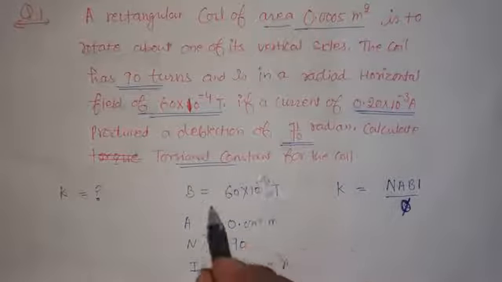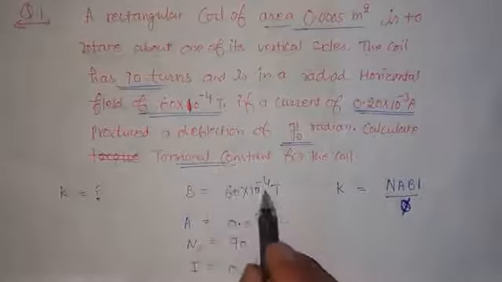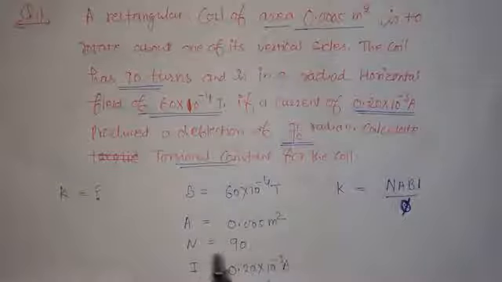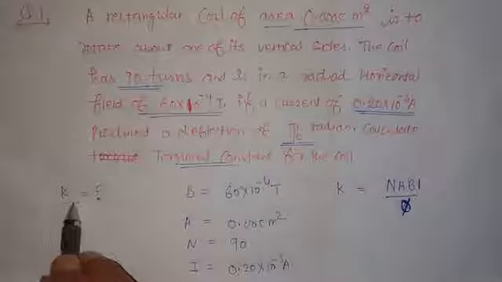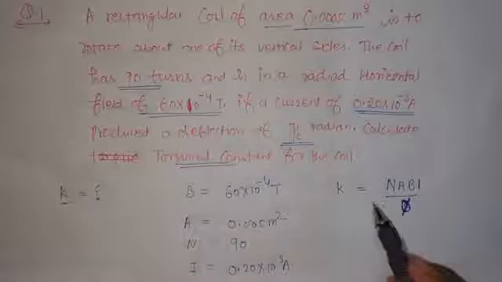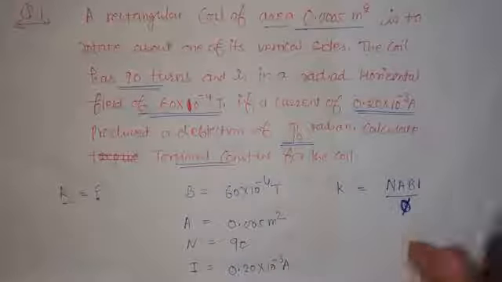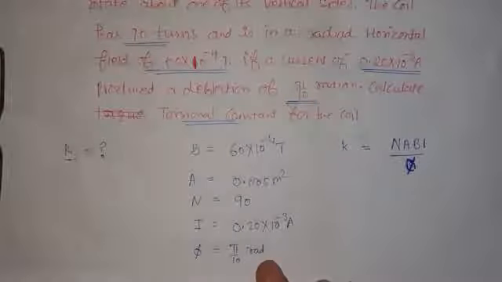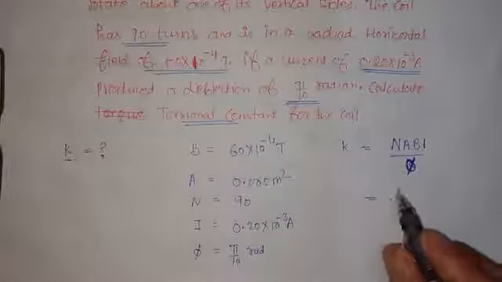With the help of symbols, the magnetic field strength is given by B, which is equal to 60 into 10 to the minus 4 Tesla, while the area is 0.005 meter square, the number of turns is 90, and the current flowing through the coil is 0.20 into 10 to the minus 3. So we have to find the torsional constant. The torsional constant is calculated by NABI upon phi, where phi is pi by 10 radian. Now all the values are given to us, so put them in this formula.